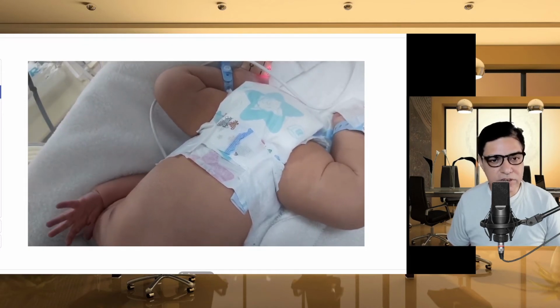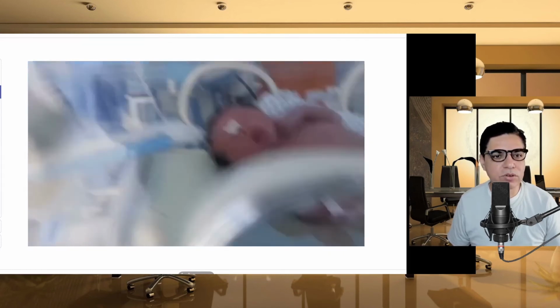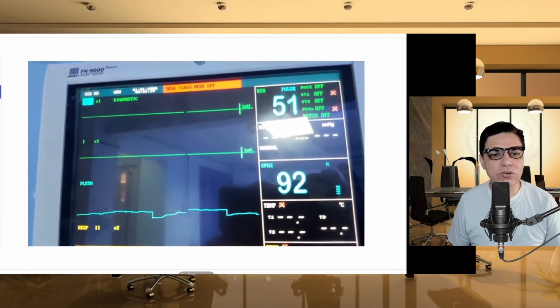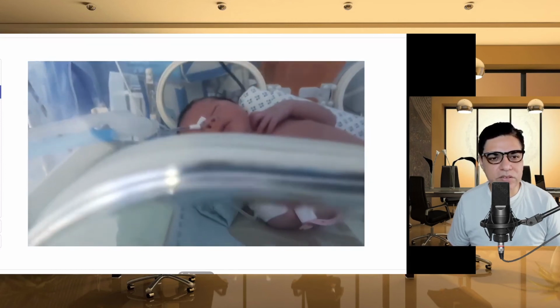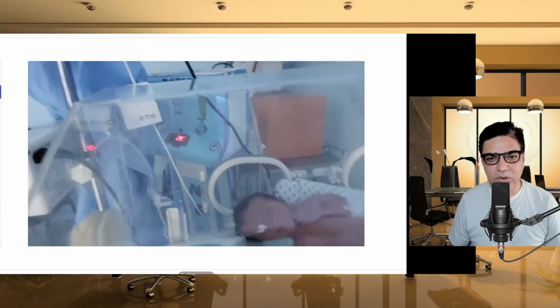I mean, this is still jitteriness. Yes, here you can see seizures, subtle seizures, smacking movements, repeated movements of the mouth, and you can see it is associated with a drop in the saturation rate. The sats are dropping, and he's got smacking movements of the lips. So these are known as subtle seizures.